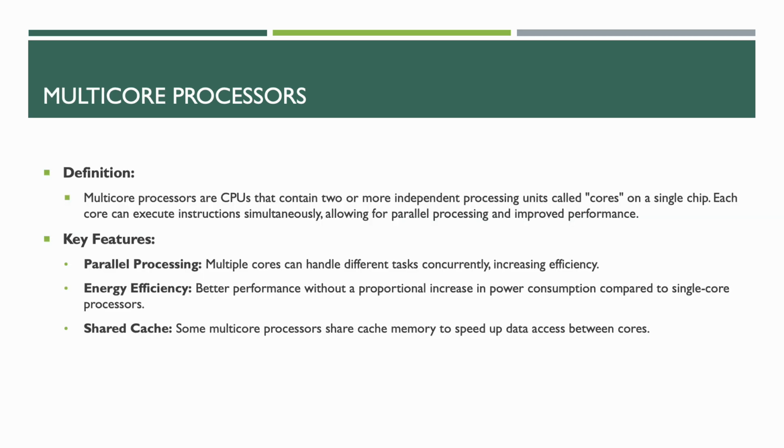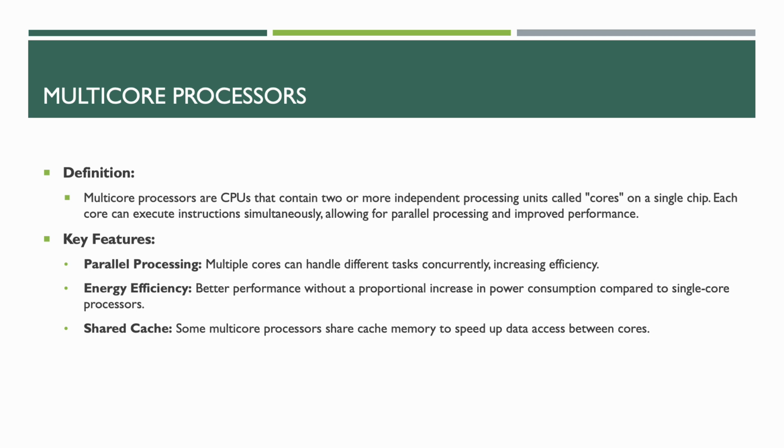Alright, so now let's explore multi-core processors, a fundamental advancement in modern computing that enhances system performance and efficiency. Now, a multi-core processor is a CPU that contains two or more independent processing units, called cores, on a single chip. Each core can execute instructions simultaneously, allowing for parallel processing and improved overall performance.